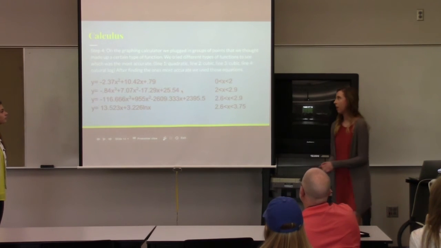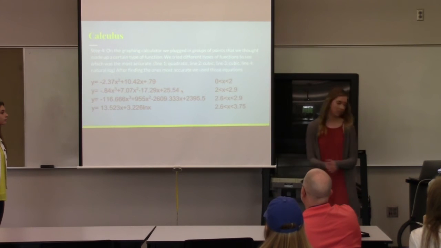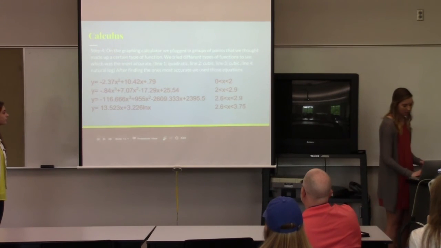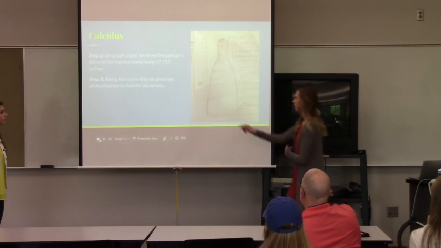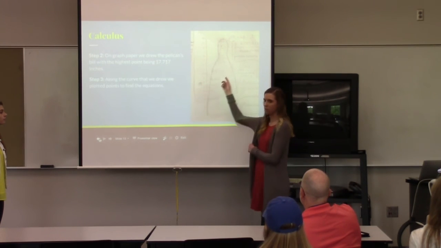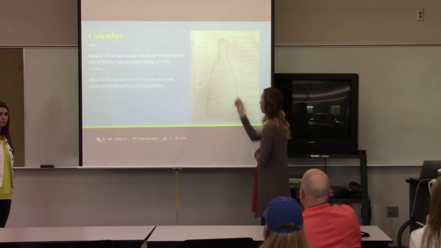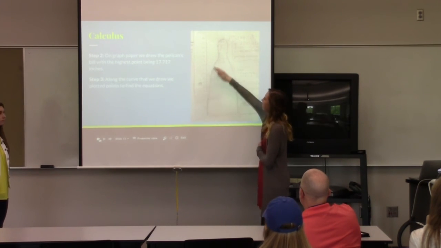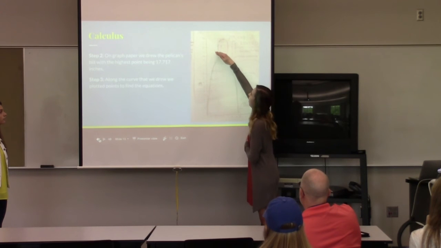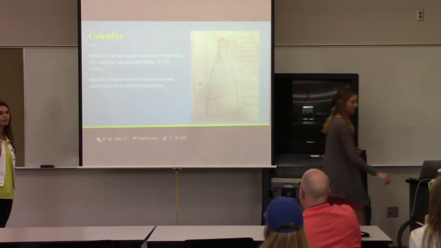So then next on the graphing calculator, we had different sections of points. In this picture, you can see that we had different types of functions. For the first one, we used a quadratic. So we had to figure out what type of function would be best for each equation. We did these points and then this one, and so on. So we have four different equations.